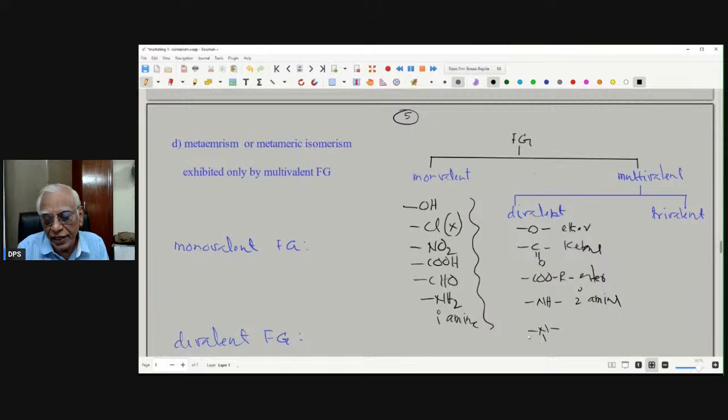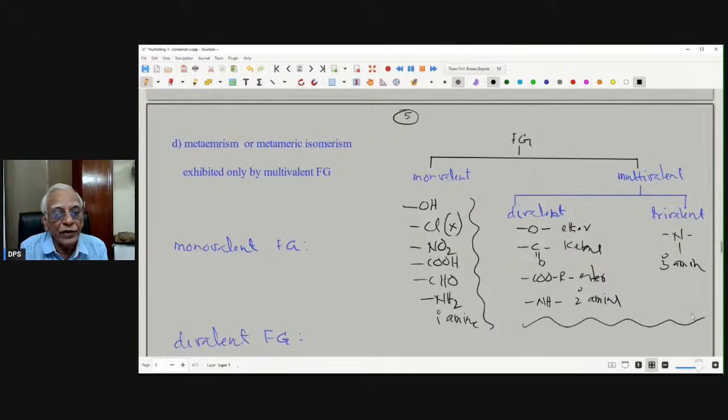Nitrogen attached to 3 other alkyl groups is a tertiary amine. A tertiary amine is a multivalent functional group, but it is not divalent; it is an example of a trivalent functional group.